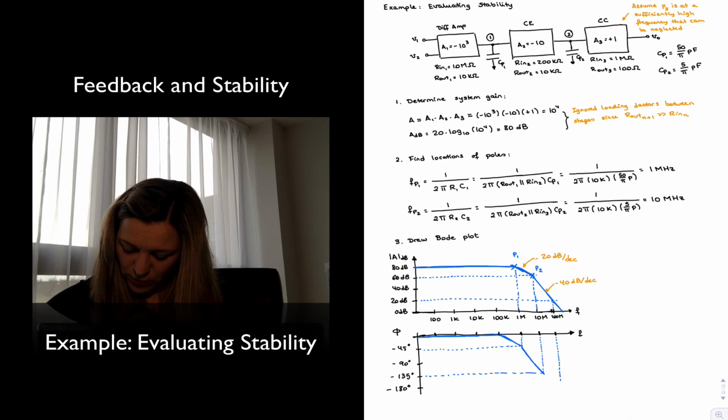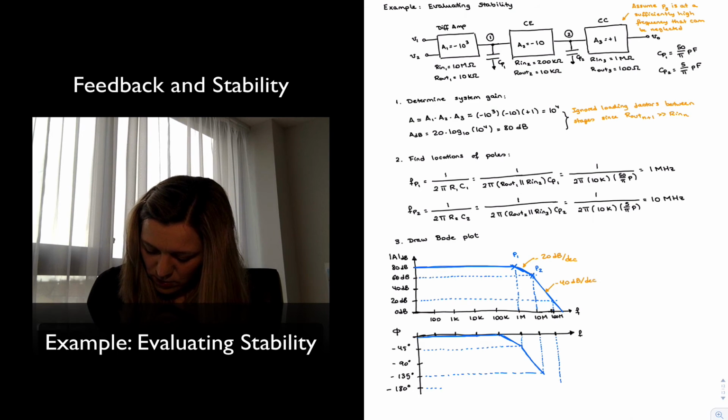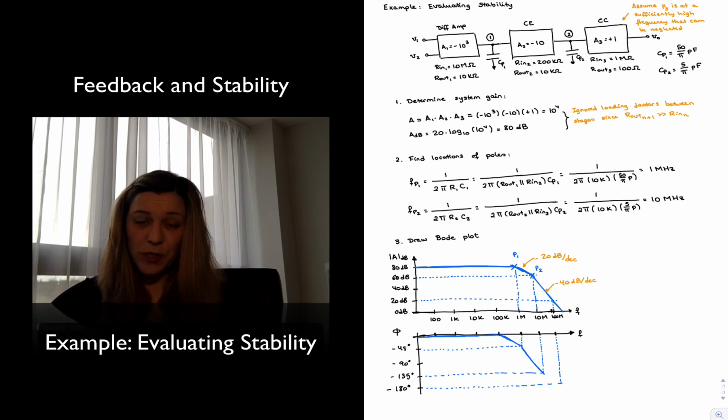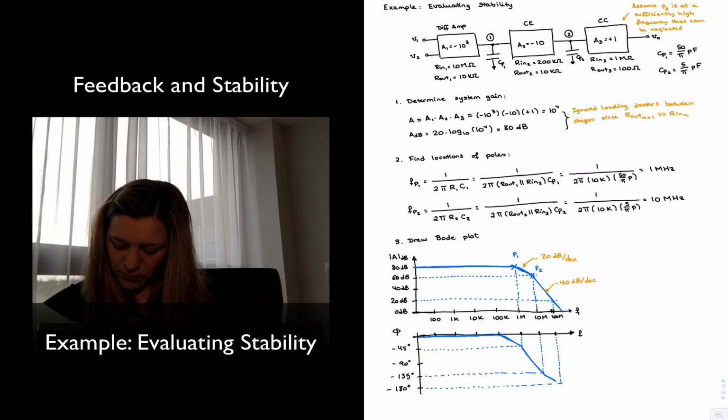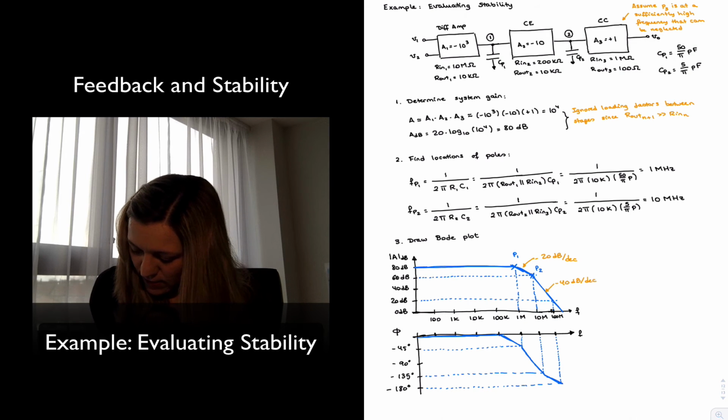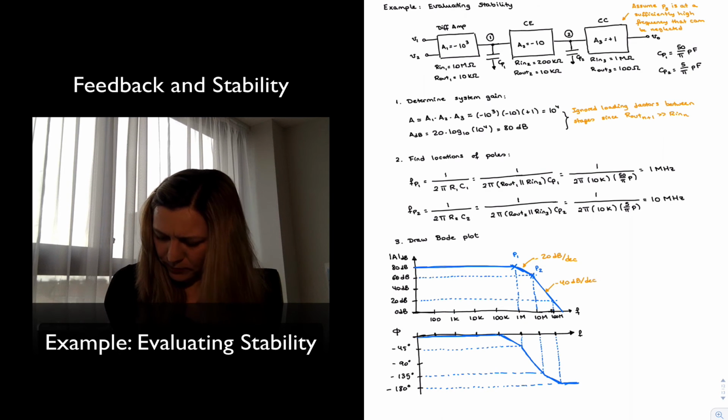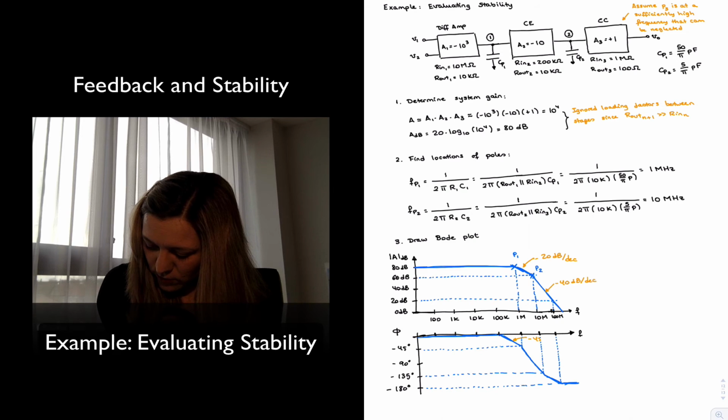And then the effect of P1 disappears or becomes negligible after 10 times the frequency of P1, but the effect of P2 is still there until approximately 10 times the frequency of P2. And then it will flatten out after 100 meg. So this will be, again, negative 45 degrees per decade. This is a rate of negative 90 degrees per decade. And this is a rate of negative 45 degrees per decade.